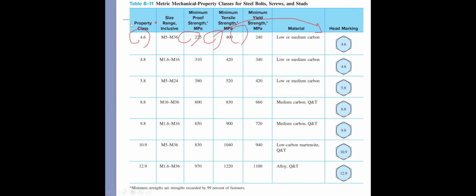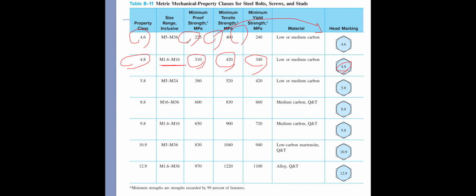The same thing, you can define the class, right? In the previous case, it's 4.8, right? Therefore, we know the size ranges from M1.6 to M16. Its proof strength is about 310 megapascals, its minimum tensile stress is 420, and its yielding stress is 340. So in this head, we are marking the 4.8.